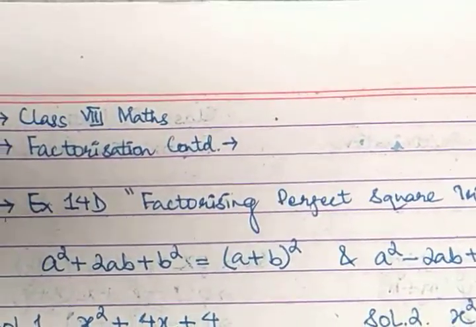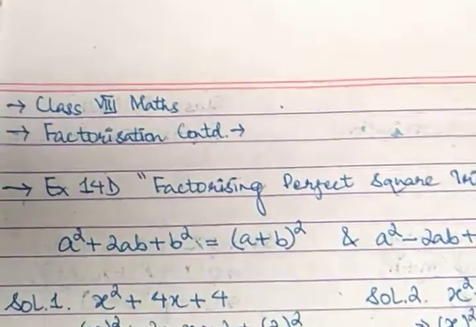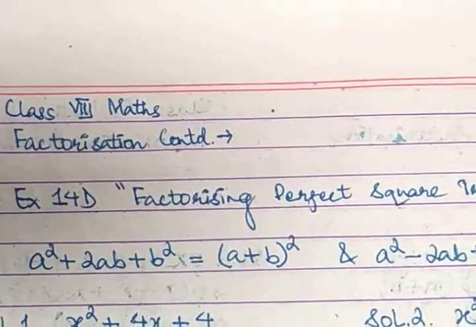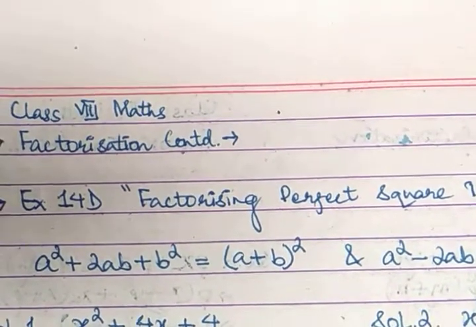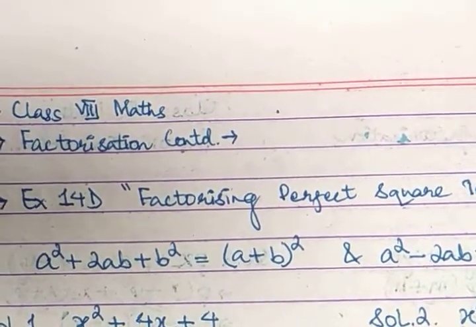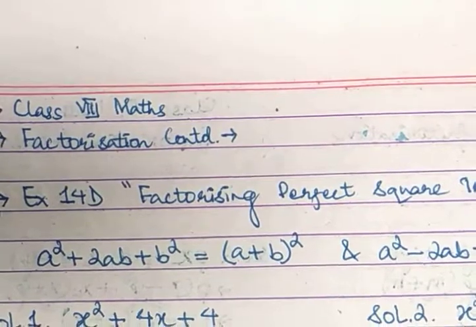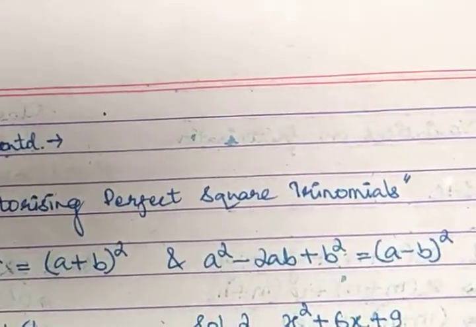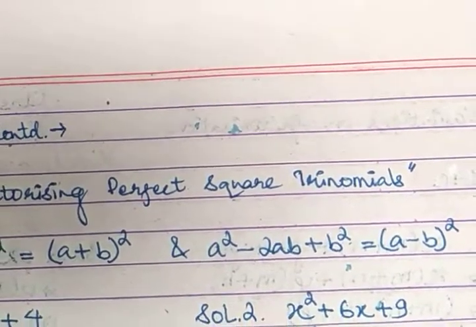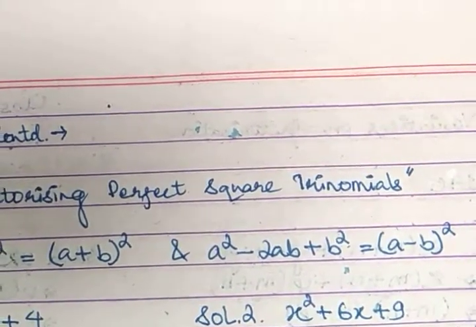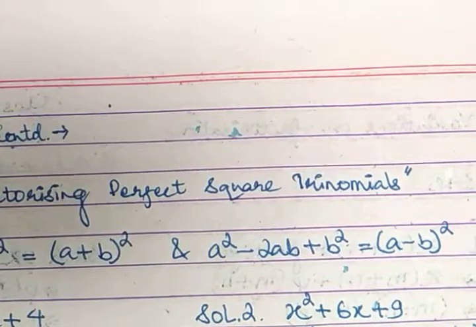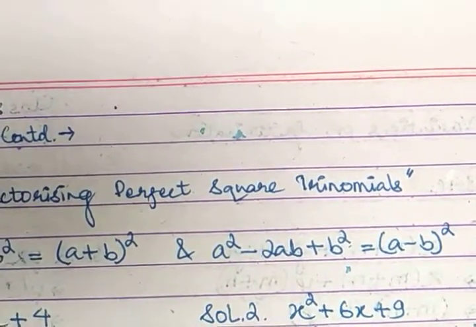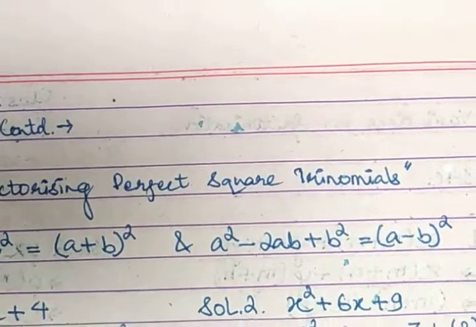what I want you to know is that in this one we'll be using one of the algebraic identities, that is a square plus 2ab plus b square equals a plus b whole square, or a square minus 2ab plus b square equals a minus b whole square. You must be familiar with these two, isn't it? Because we have already done this in algebraic expressions, using the algebraic identities.